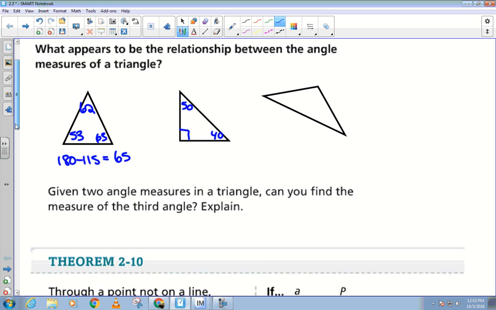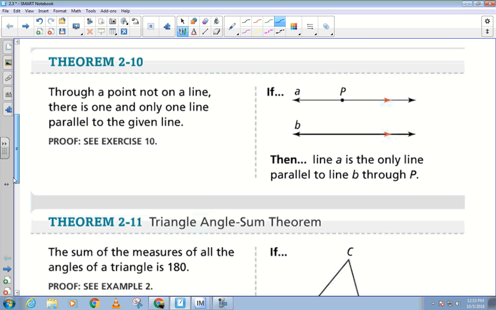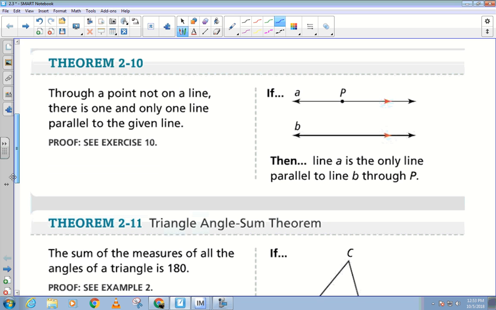All right, so now one little theorem that we have here before we state the angle sum theorem. It says through a point not on a line, so this point right here, not on this line, there is one and only one line parallel to the given line. So if you have a point that's not on the same line as B, then there's only one line you can draw through P so that the two lines are parallel to each other. Only one line. Yes.